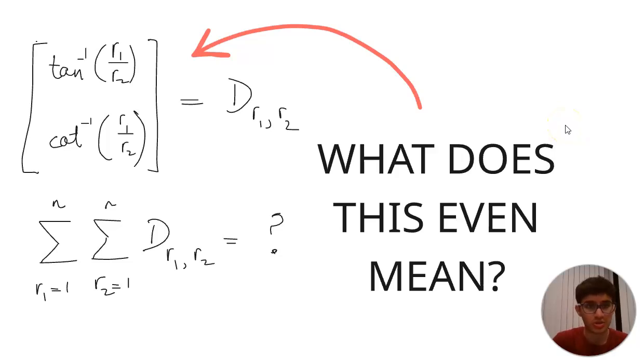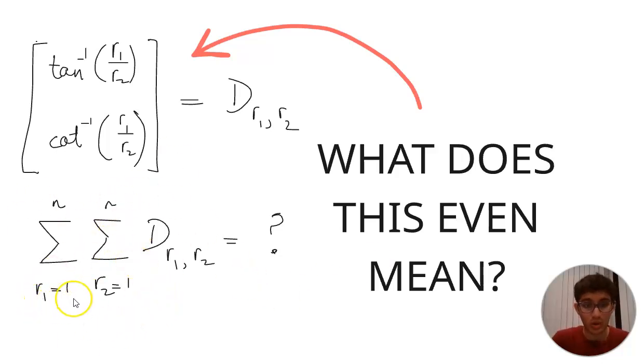Take a look at this question on your screen. We're given a vector, or I guess you can also think of it as a matrix, and this vector has two parameters, r1 and r2. The first entry over here is tan inverse of r1 over r2, and then the second entry is cotangent inverse of r1 over r2. And then based on that, we're given this double summation, right?